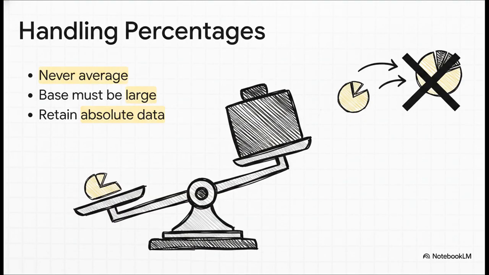Percentages are another tricky hurdle. They are fantastic for simplifying numbers onto a 0 to 100 scale. But to avoid creating highly misleading standardizations, researchers have to follow some strict rules. Never, ever average percentages together. Always make sure your base sample is actually large enough to be statistically meaningful. And always retain the absolute data numbers right alongside the percentage so you don't lose the true context.